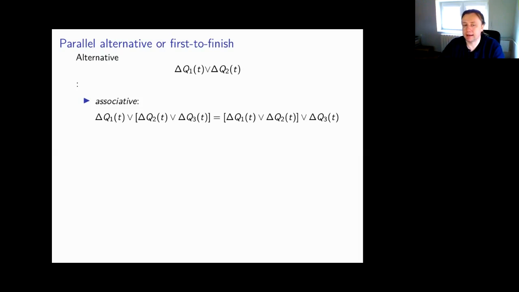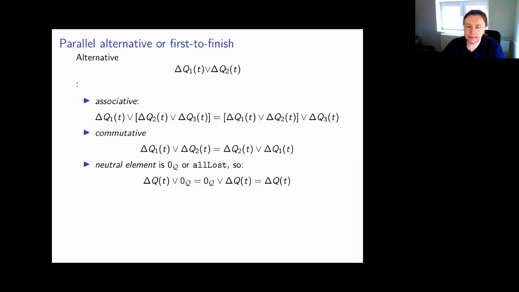So this is again associative, commutative, and the neutral element of this is the null element of the previous operation, right? So basically, if we have something that loses all the packets, then we just ignore it here. It's neutral. It doesn't change anything.